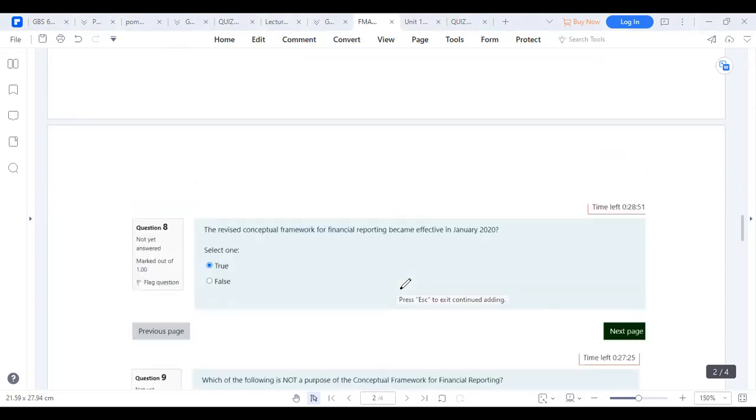So the revised conceptual framework for financial reporting became effective in what? 2020. That is true. The initial was what? 2018.